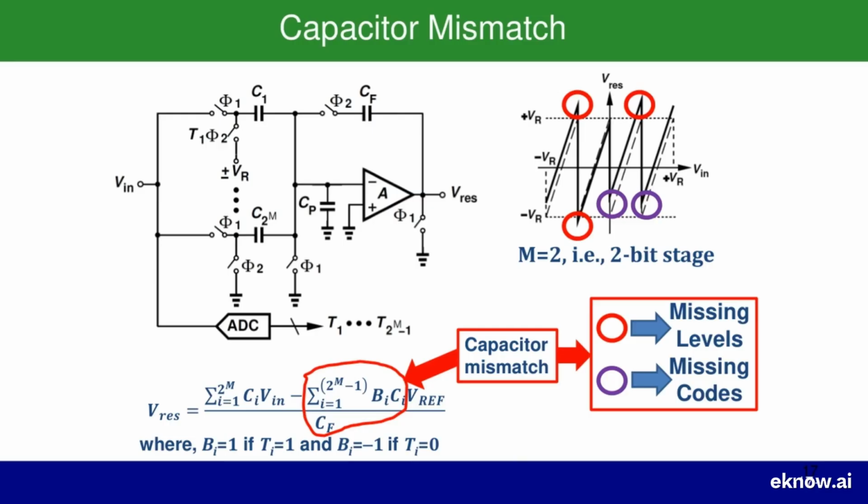So, capacitor mismatch is a fundamental limitation that directly attacks the linearity of our ADC. It can cause both missing levels and missing codes, both of which degrade the performance and reduce the effective number of bits of the converter.